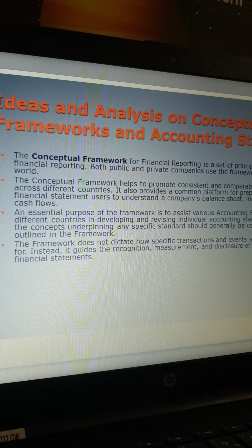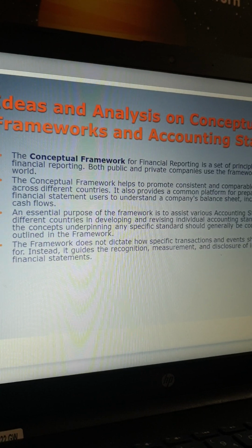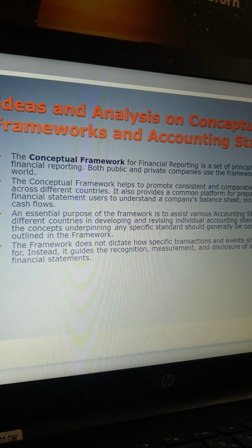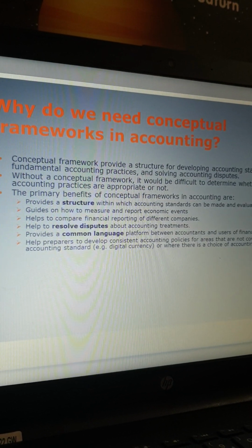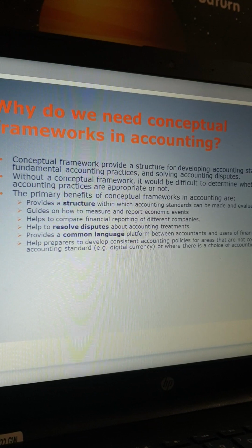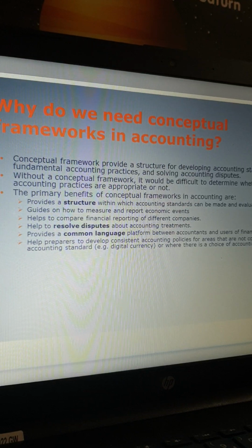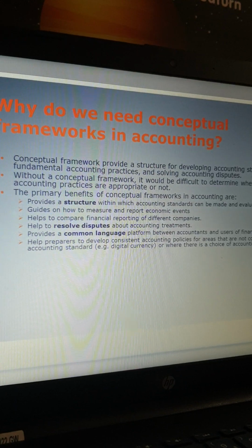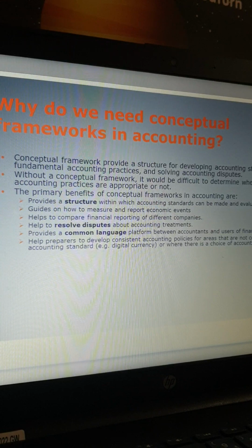The framework does not dictate how specific transactions and events should be accounted for. Instead, it guides the recognition, measurement, and disclosure of information in financial statements. So why do we need conceptual frameworks in accounting? A conceptual framework provides a structure for developing accounting standards, explaining fundamental accounting practices, and solving accounting disputes. Without a conceptual framework, it would be difficult to determine whether certain accounting practices are appropriate or not.